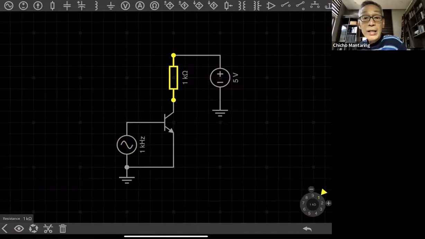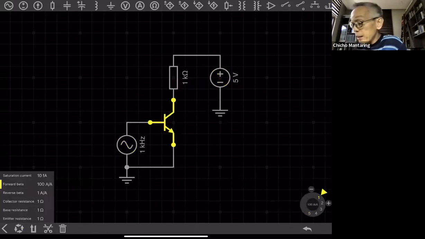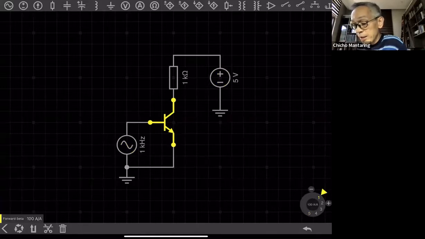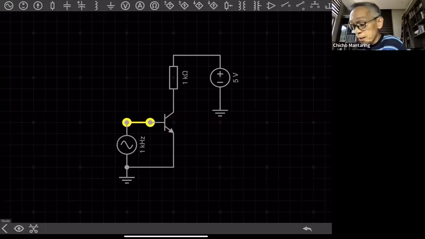I have a 1K resistor at the collector. And then this particular transistor has a beta of 100. If you take a look, this is the beta 100. Don't mind the other parameters. Ang importante lang is itong beta. Beta is shown as amperes per ampere. Okay?